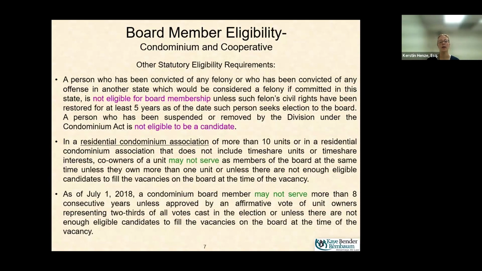Now, in a residential condominium association of more than 10 units, co-owners of a unit cannot serve on the board at the same time. Okay, so typically you'd have a scenario where co-owners, husband and wife, sometimes want to run and serve on the board at the same time. Can't do it unless the co-owners own more than one unit or there are just not enough individuals willing to serve on the board. And we talked about the law that took effect July 1st of 2018, that you cannot serve for more than 8 consecutive years.